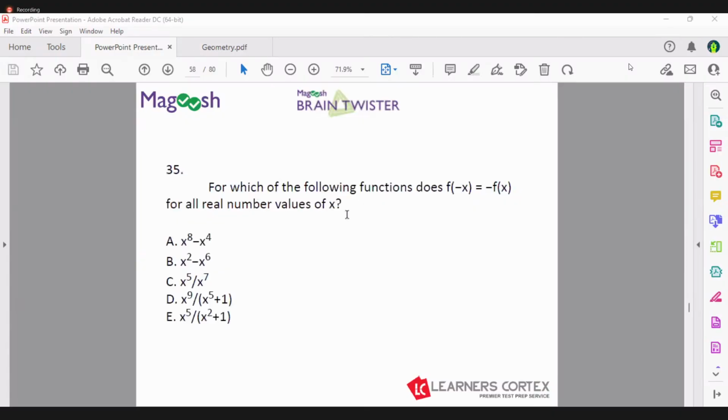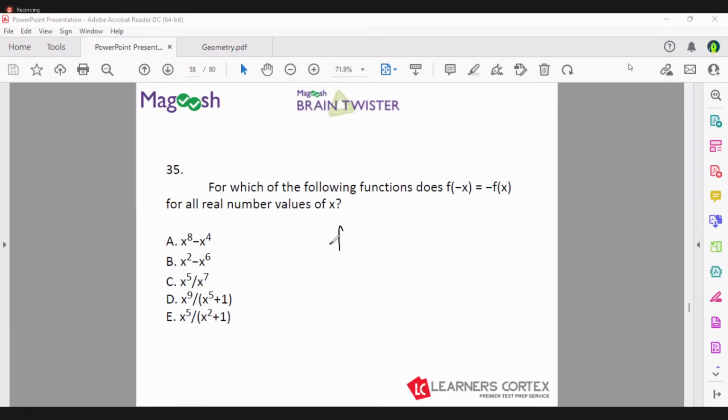Okay. Next, for which of the following functions does f of minus x equal minus f of x for all real numbers x? What you can basically do is put the values here. This is a hit and trial method, but for the first time, try this one. Why? Because both of the powers are even here, and here both of the powers are odd. So try for this.